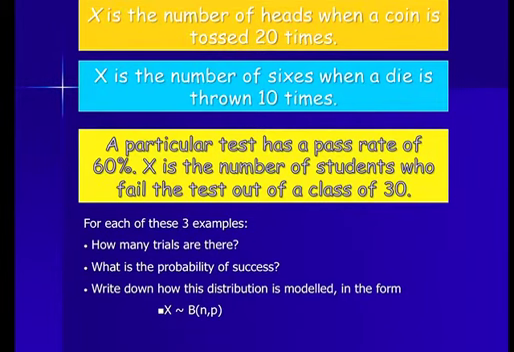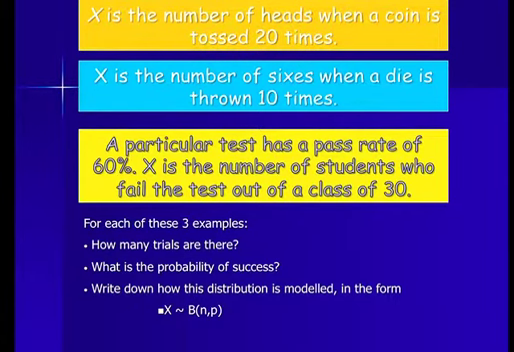So these three examples here are all ones where the binomial distribution would be applicable. So X is the number of heads when a coin is tossed 20 times. So there's a finite number of trials, n is 20. There are two possible outcomes. I can get a head or I can not get a head, i.e. I can get a tail. And they're all independent. If I get a head on the first toss of the coin, it's no more or less likely that I'm going to get a head on the second.